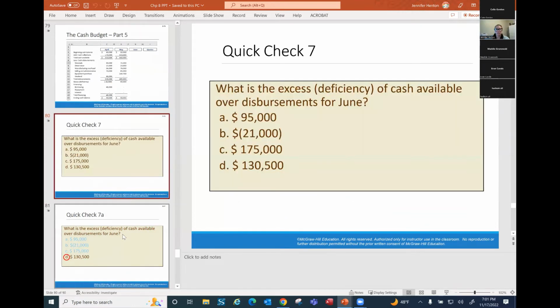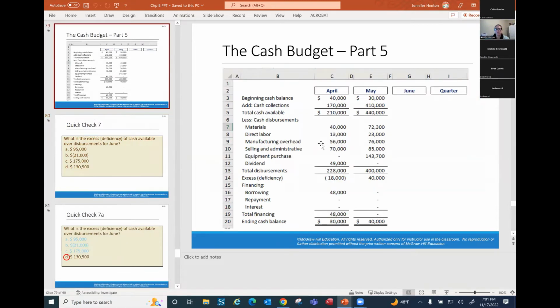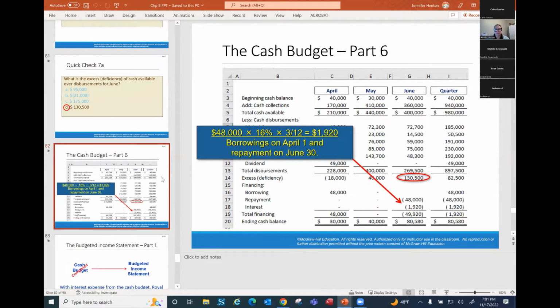So it's going to say, what is the excess or deficiency of cash available over disbursements for June? They're giving us May, and then you would have to go back to all the slides and grab the information to key this in to calculate June. But I'm going to go ahead and show you the slide here that has all the information on it. All right, so we started with $40,000 in June. If you notice on the schedule, whatever the ending balance is down here at the end of the month, that number is just brought up here as the beginning balance for the next month. That's probably a formula in Excel that's just reading that cell down here.